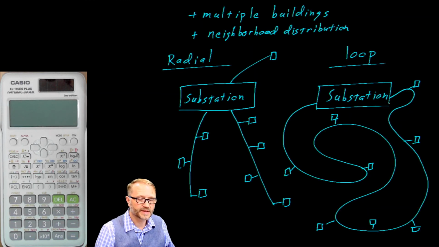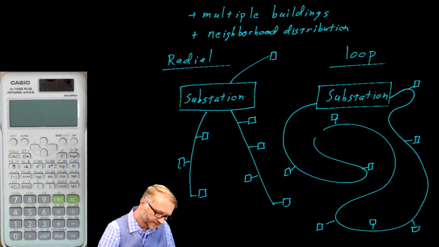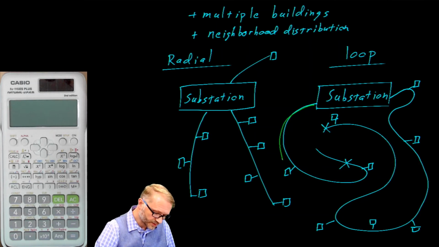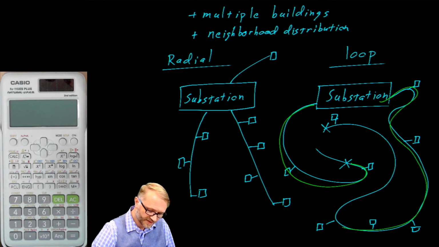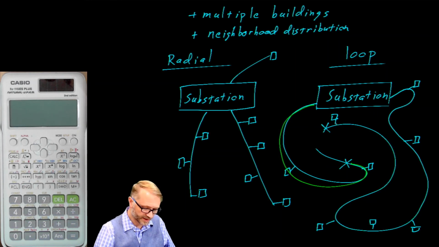You could argue that there's a little more redundancy with the loop. If, for example, the wire broke, right? Maybe the wire broke right here. And if we assumed that there were circuit breakers along this line, it wouldn't matter because these users would be fed via this path, and these users would all be fed via this path, meaning the system continues to operate even if there's a single wire break.